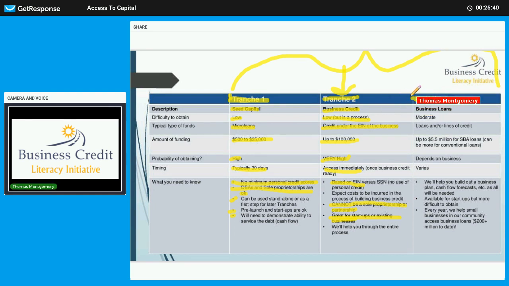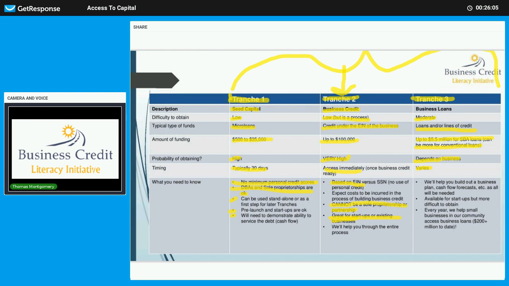So in this case, it's through local lenders. Difficulty to obtain, it's a little bit more difficult to obtain. Can be loans or lines of credit. We're working on a deal that's 11 million now, so this is a little understated, but the bottom line is, just consider it cash loans, 100,000 or more. Probability of obtaining it varies a lot. Now, as does the timing.